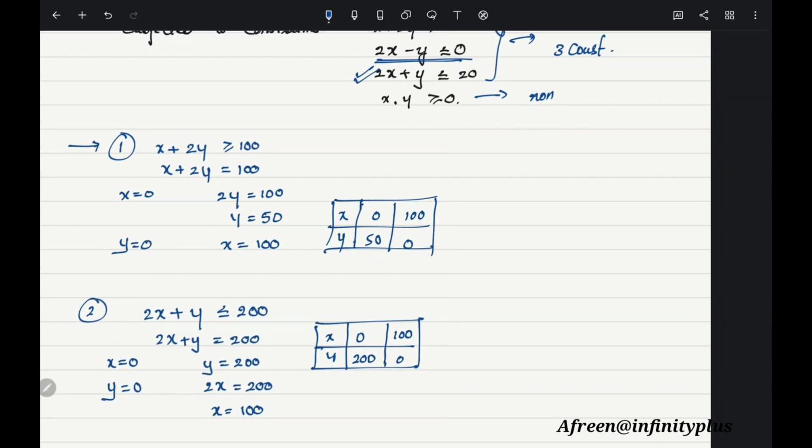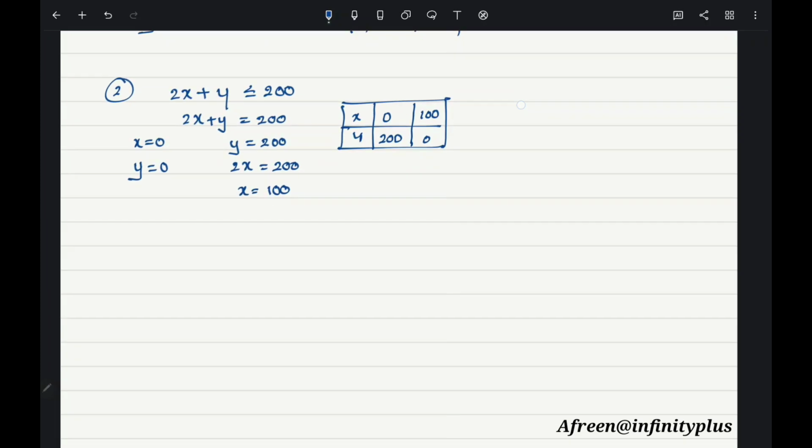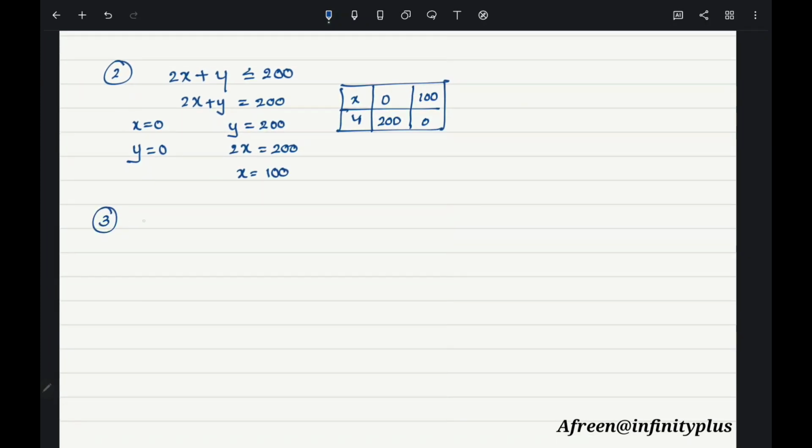In the similar manner, let's solve the third constraint which we have left over. The third constraint is 2x minus y is equal to 0. This can also be written as y is equal to 2x. If we send the minus y to that side, we will get 2x is equal to y, which can be written as y is equal to 2x. Now give the value for x, you will get the value for y. Now I am giving x is equal to 0, y is equal to 2 into 0, which will be 0.